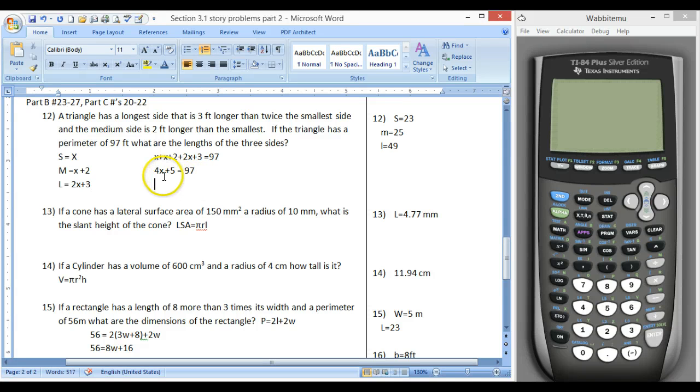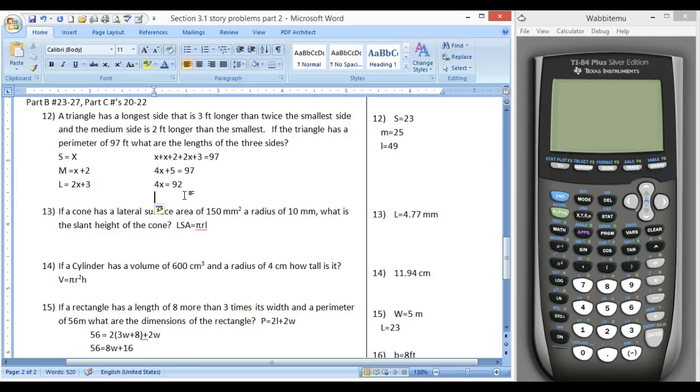So I need to isolate the x by subtracting 5. So I have 4x. Subtracting 5 from the left-hand side cancels it. Subtracting it from the right-hand side, 97 minus 5, I'm going to cancel that out and give me 92.